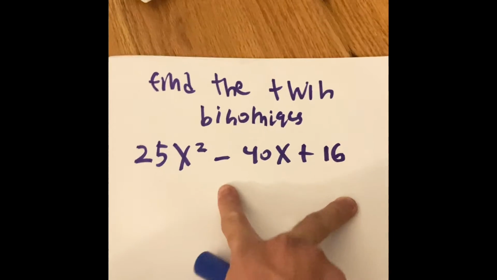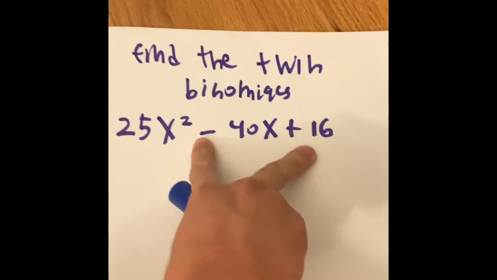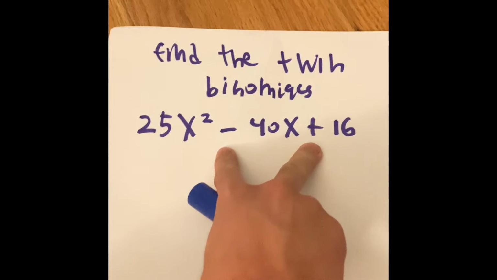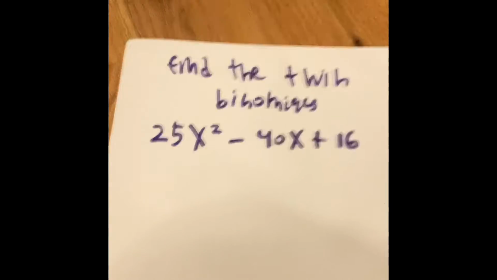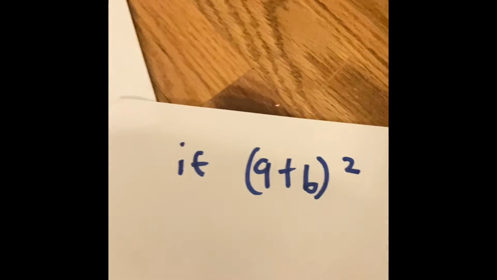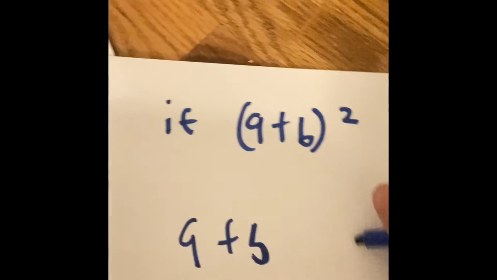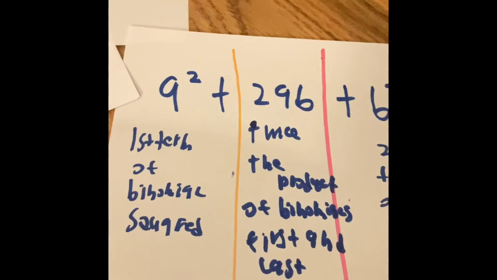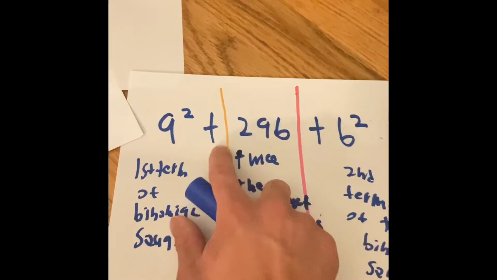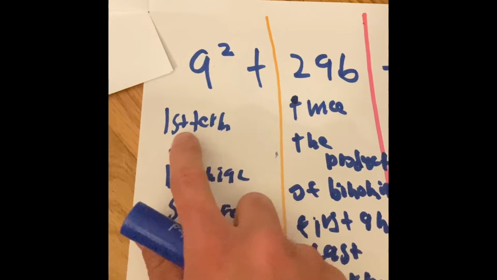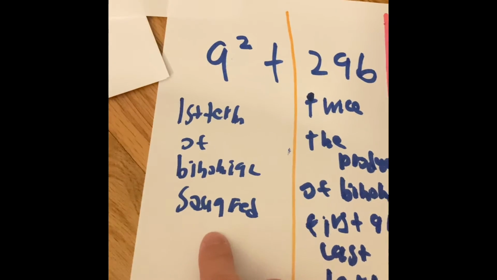To help us get through this problem, there's a formula that can help us understand easily how to solve it. If you are trying to find a plus b in parentheses, squared, and find the twins, then here's another equation: a squared plus 2ab plus b squared. So the first one is a squared, the first term of the binomial square.